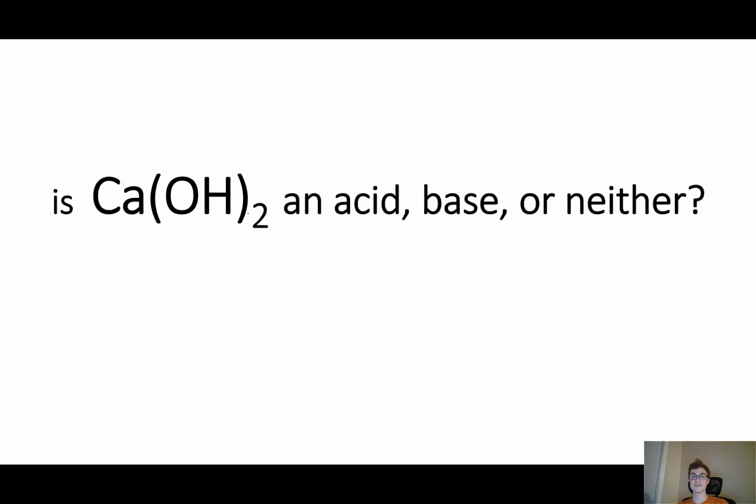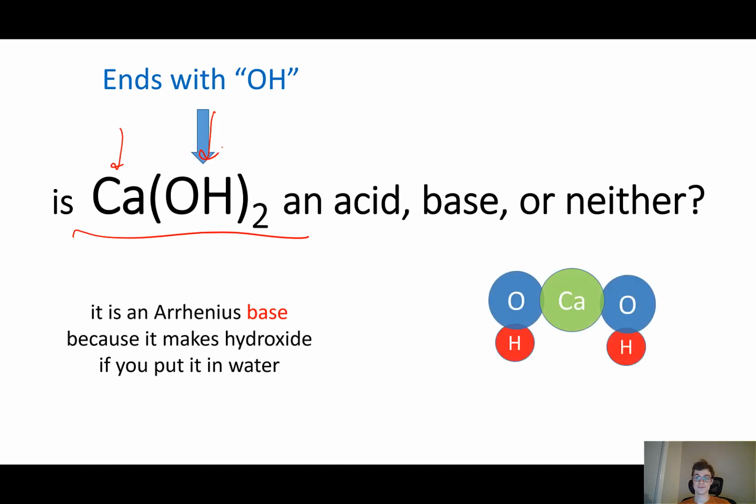Example number 2. Ca(OH)2, calcium hydroxide. Is it an acid, a base, or neither? Well, this is the chemical formula. It starts with calcium, and it ends with OH, hydroxide. So if OH is on the end of the chemical, probably what's going to happen is... I'll do it like this. So it's a base because it ends with an OH.